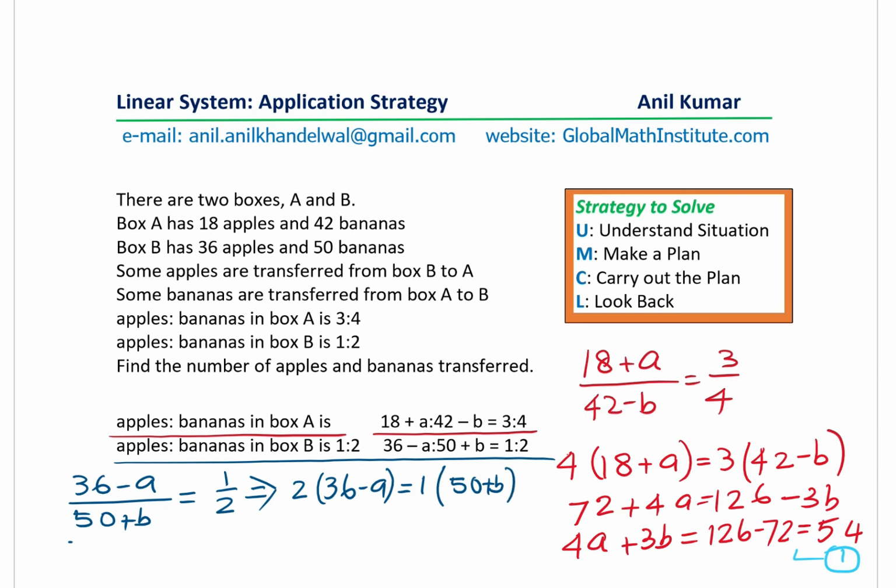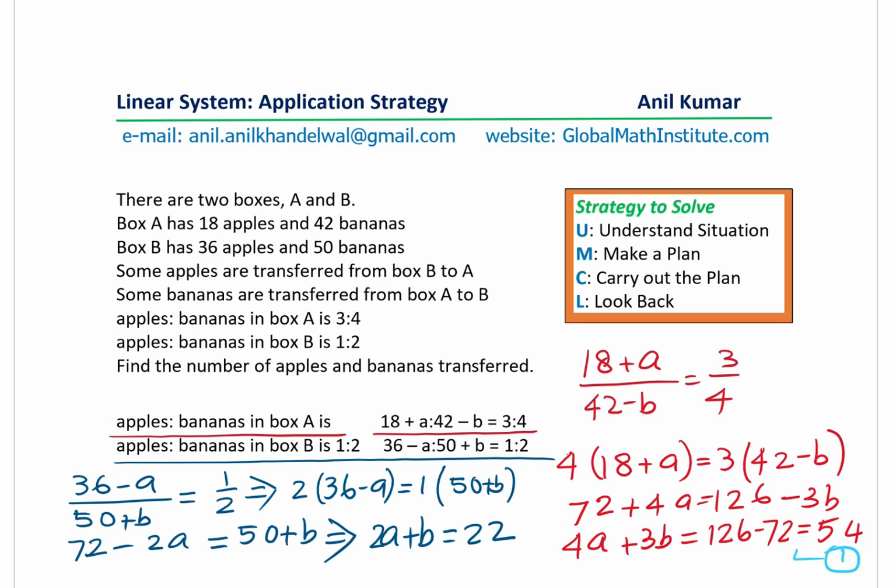And that gives the equation as 72. 36 times 2 minus 2A equals 50 plus B, or I could write this equation as, bringing 2A to the right side, right? 2A plus B equals 50 on the other side. Taking away 50 from 72 gives me 22, right? So we have the second equation here.